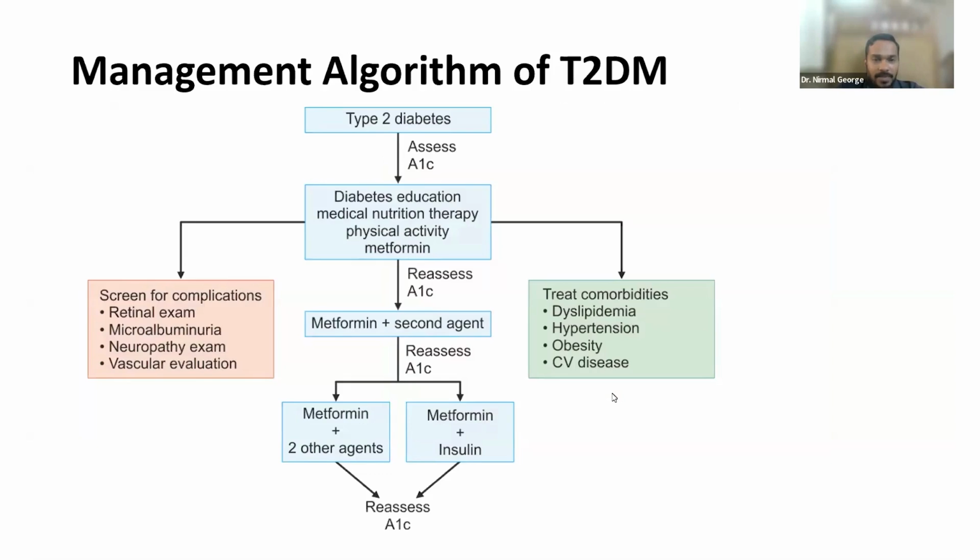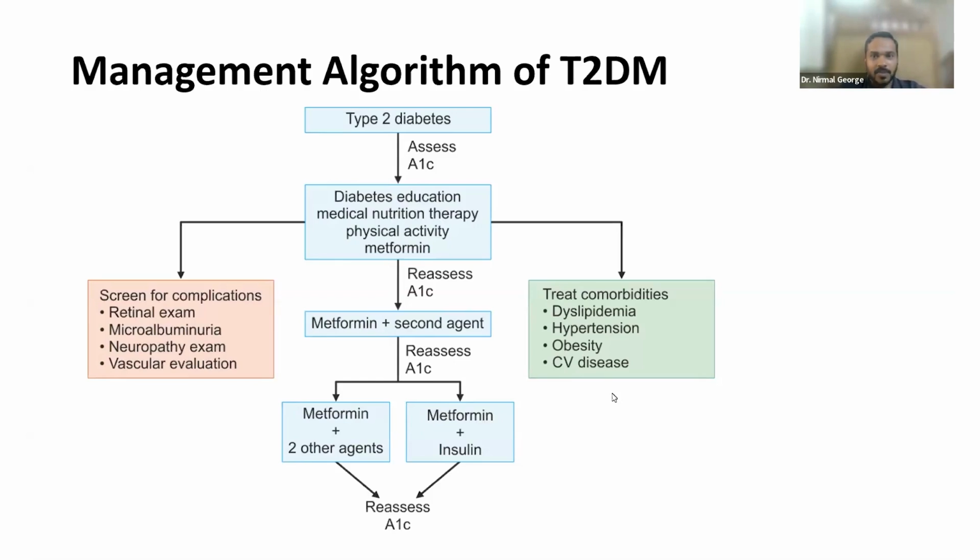And after 3 months, we will reassess the glycated hemoglobin. And if it is not getting under control, we will use a second agent along with metformin. We can choose any of the second line agents which can be used. And after a period of time, we will reassess the HbA1c. And if the HbA1c is not coming under control, you can add another agent or you can add insulin to metformin. So this is the main management algorithm.